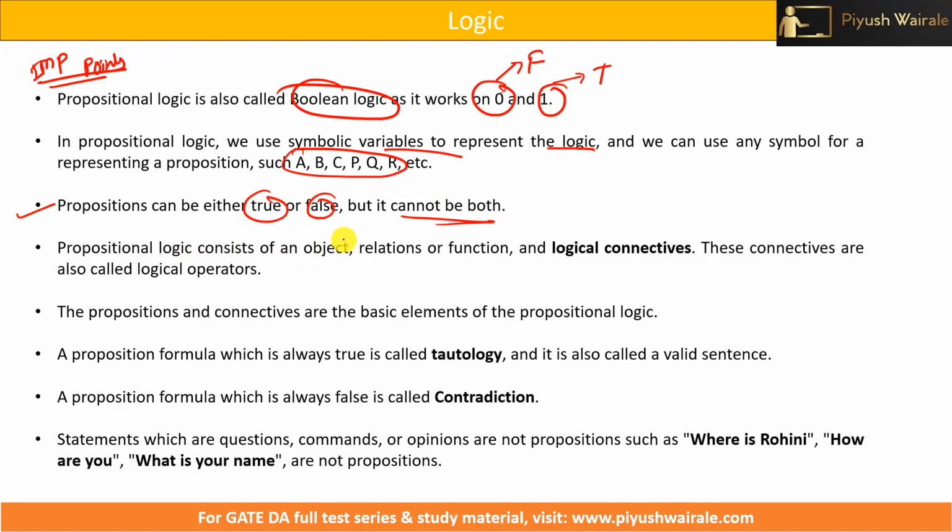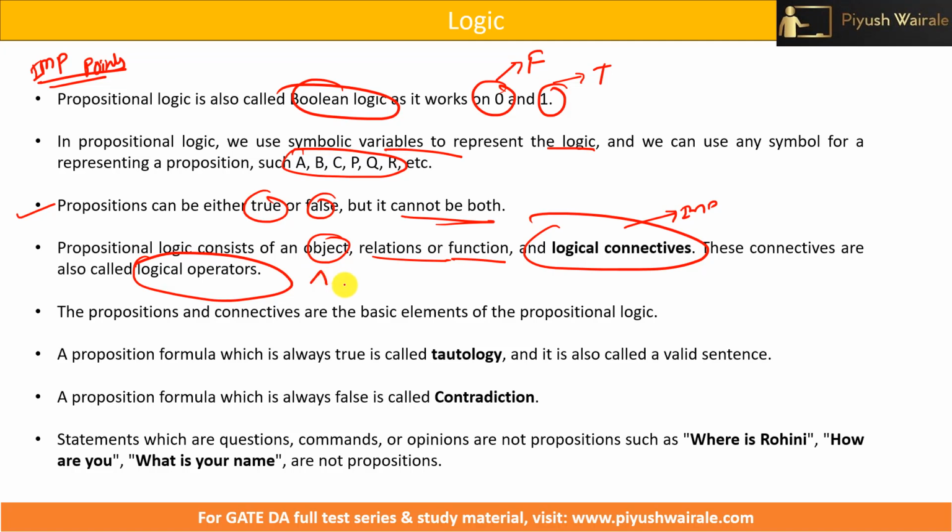Propositional logic consists of objects, relations, functions, and logical connectives, right? So it's a very important point, logical connectives. We'll discuss that. These connectives are called logical operators. If you remember, in the last lecture we discussed and, or, not, implies, bi-directional implication. So these all are the logical operators, right? So propositions and connectives are the basic elements of propositional logic.